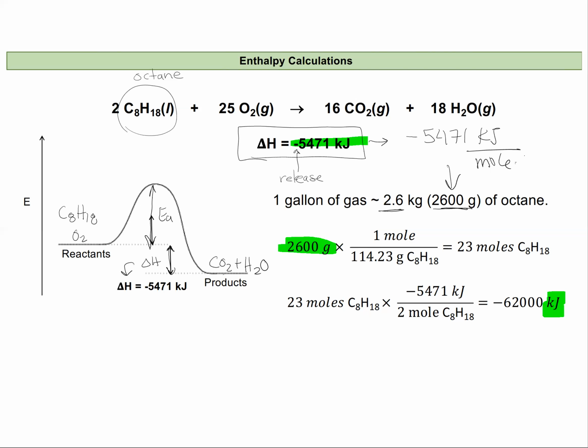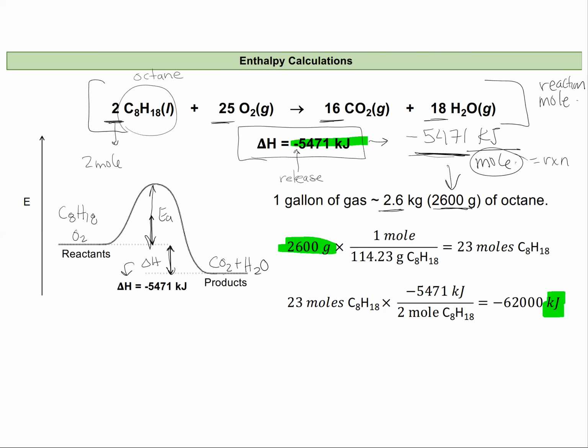And this per mole is really the mole of the reaction. So this whole reaction right here, I'm going to call a reaction mole. It's going to produce this 5,471. So for each 5,471 kilojoules per mole of this reaction that takes place, 2 moles of my octane react, 25 moles of my oxygen react, 16 moles of carbon dioxide are produced, and 18 moles of water are produced.